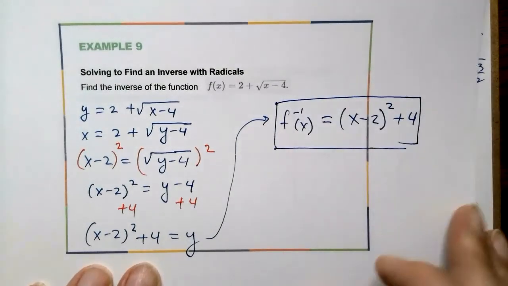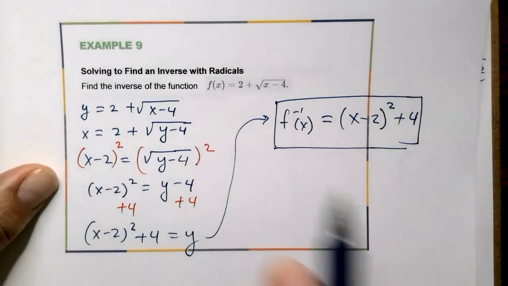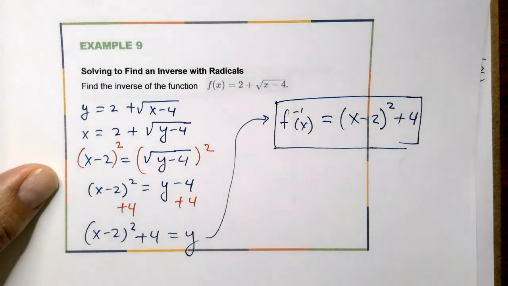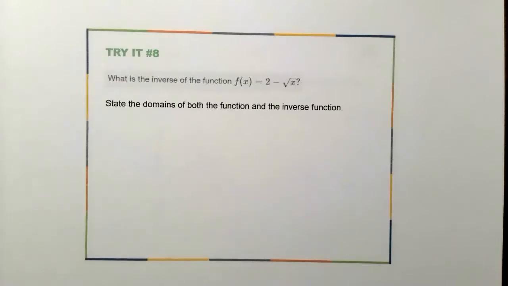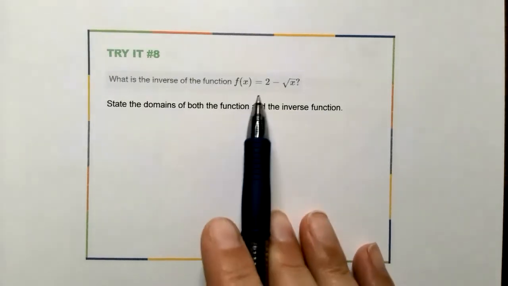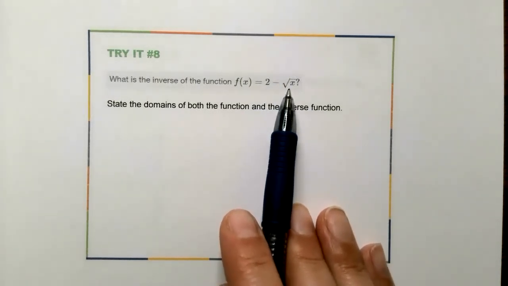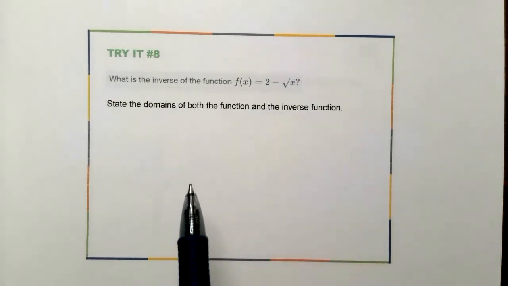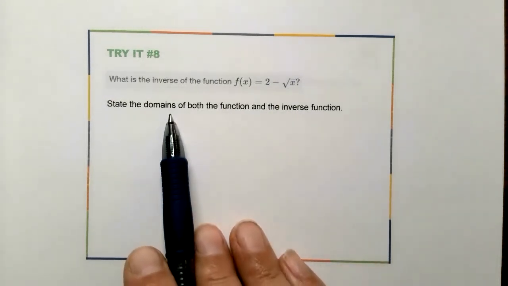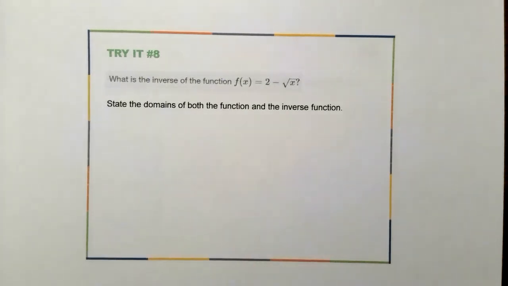And that's how you do the inverse when the function is given to you as a formula. Now I would like you to try it yourself. We have f of x, which equals 2 minus the square root of x. I want you to find the inverse of this function, and then also state the domains of both the function itself and its inverse. Okay, and I'll see you in the next video. In the next video, we're going to graph inverse functions.